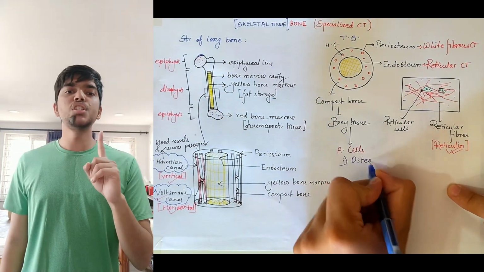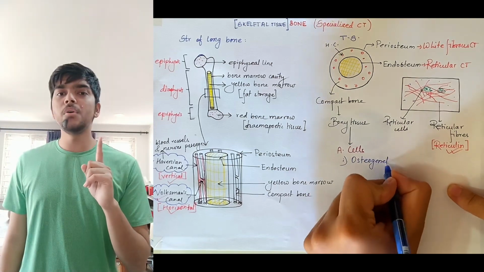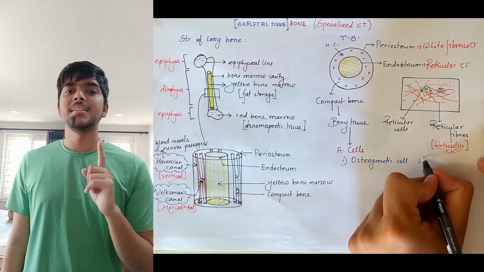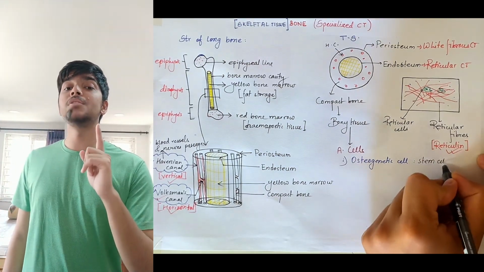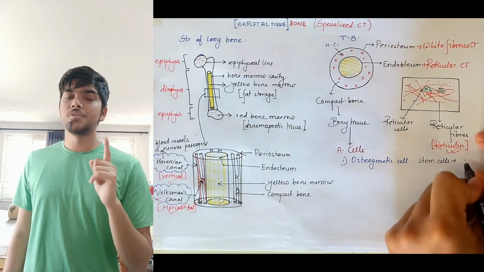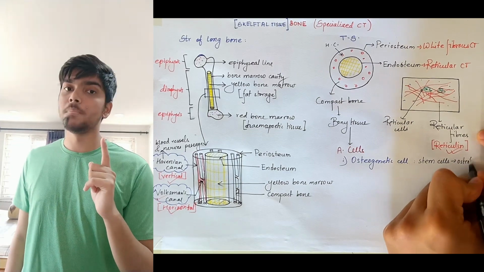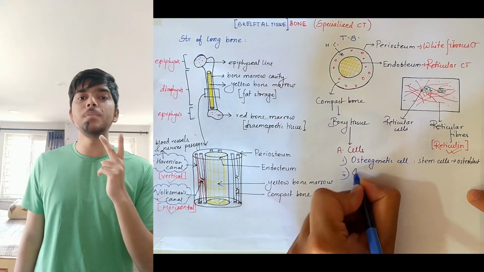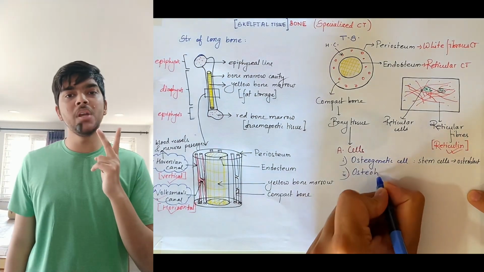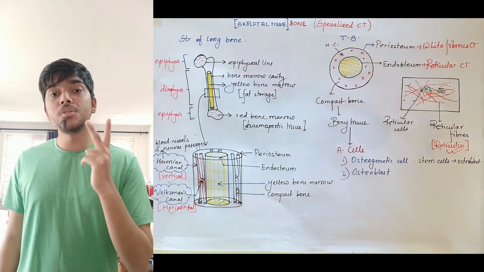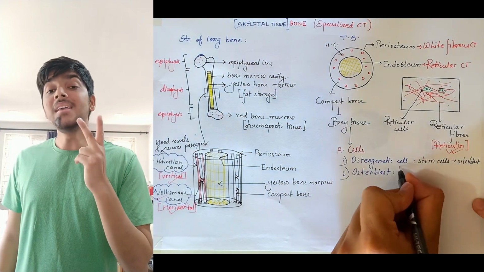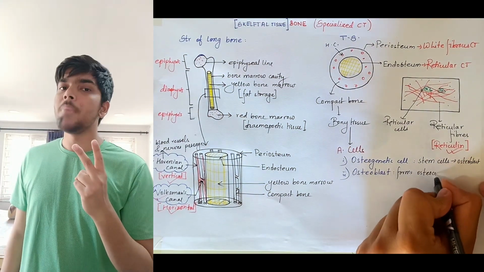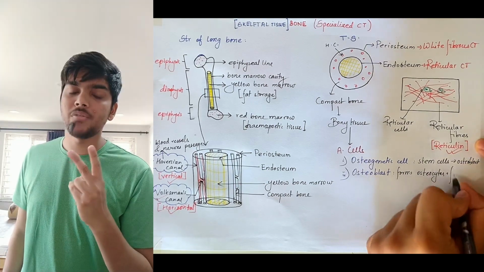Number 1, osteogenetic cell. Osteo refers to bone, genetic refers to stem cells. That is, these are the cells that give rise to other cells. What cells do they give rise to? They give rise to osteoblasts. Second, osteoblast, where osteo means bone and blast means precursor cells. So these osteoblast cells give rise to bone cells, and they also form the matrix of the bone, which is the bony matrix.